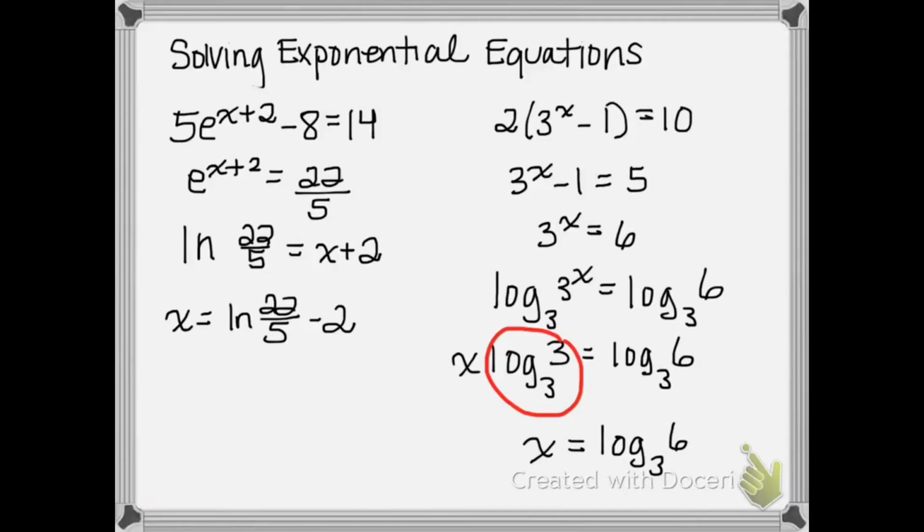All right, so I could have done that method over here. I could have taken a natural log of both sides. It would have worked out the same way. And on this side, I could have used the definition of a logarithm the way I did on the first problem. So there are two methods, and you can choose whichever one you want to use in any given case. Okay, so that was solving exponential equations.